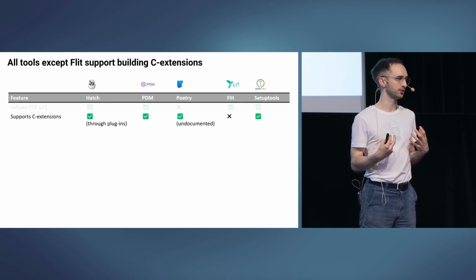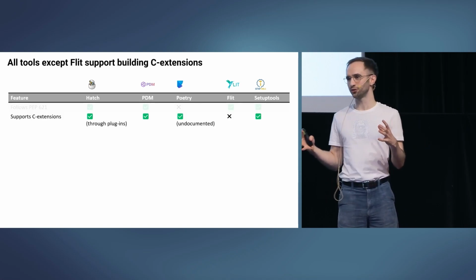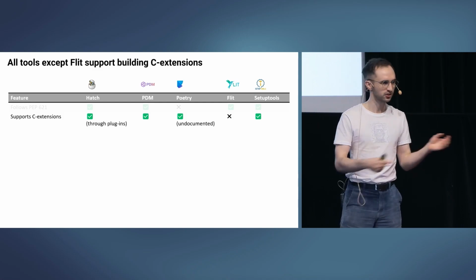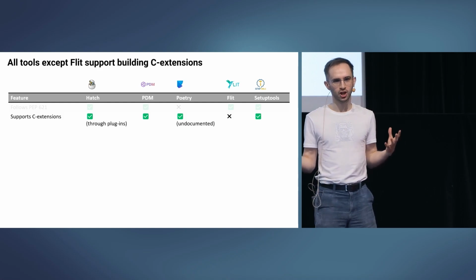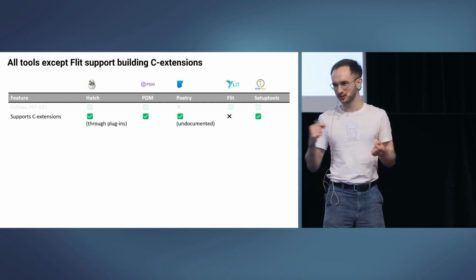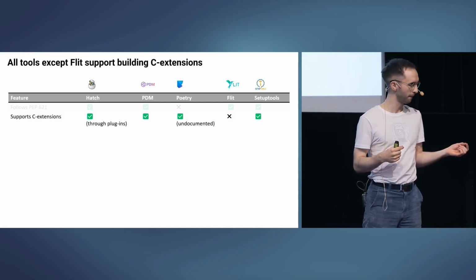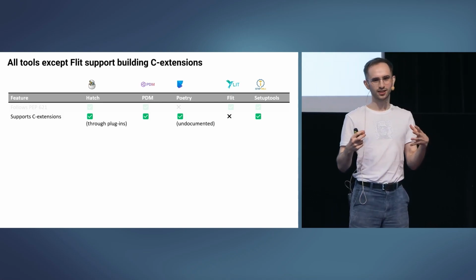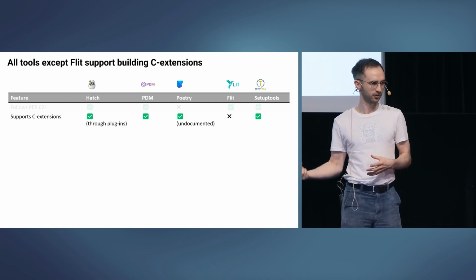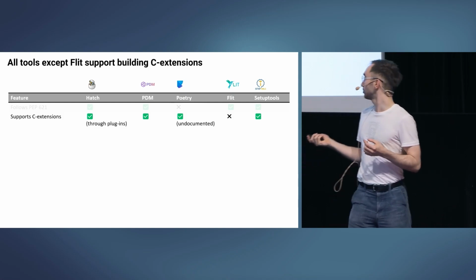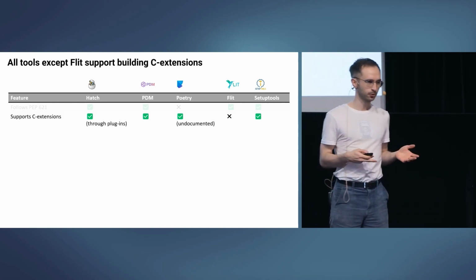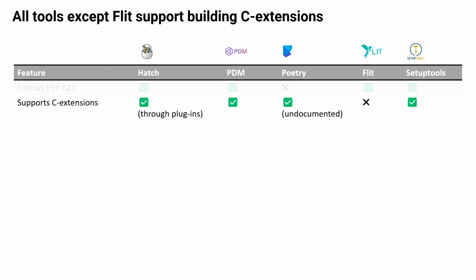Then C extensions. Imagine you want to write a really fast library like NumPy or SciPy or PyTorch. You can't have all the code in Python. So you'd probably write some code in C, C++, Rust, or Fortran. Then you're writing a C extension because you're extending the CPython interpreter, and most tools here support that to some extent. Setuptools definitely has support for it.